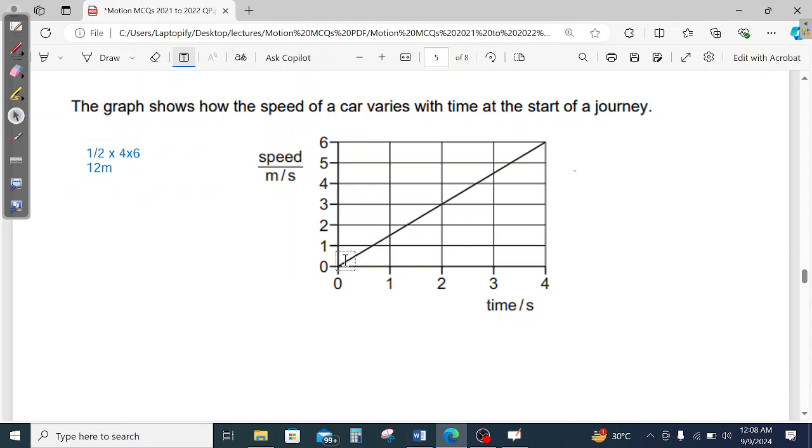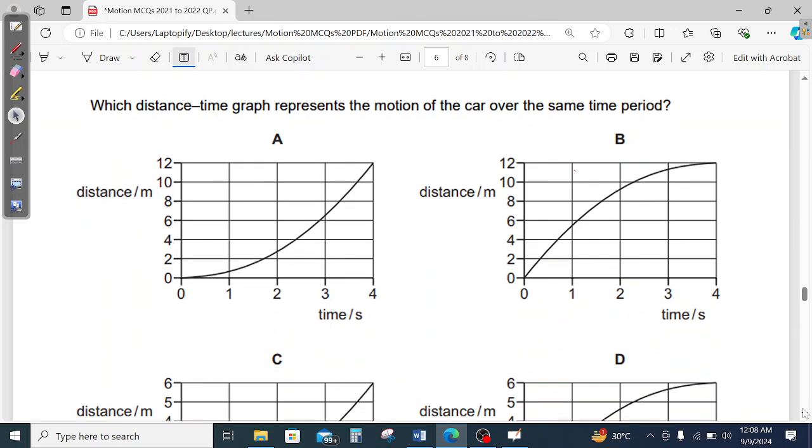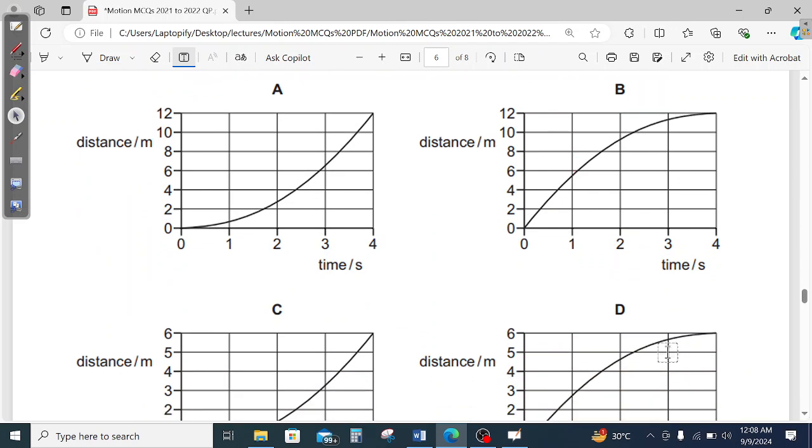Then the body is moving with uniformly increasing speed. It means the body is gaining speed, it means the body is accelerating. I have given you all the hints here. Now the distance we have found is 12 meters. So look at the options, look at the graph. In option C, they have shown the distance as only 6 meters. The curve is ending at 6. So this is incorrect.